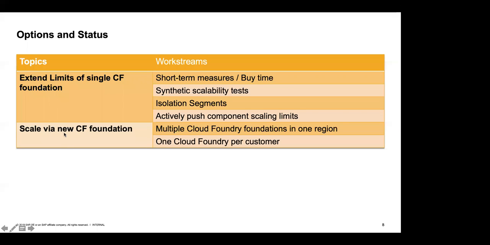And the other means that we are also actively looking into is scaling up an individual region by putting new Cloud Foundry foundations into that region. That again has its own set of challenges, because at least we need to make sure that each of those Cloud Foundry foundations essentially has the same set of services in the Cloud Controller service catalog. So that is at least one topic that we are actively looking into.